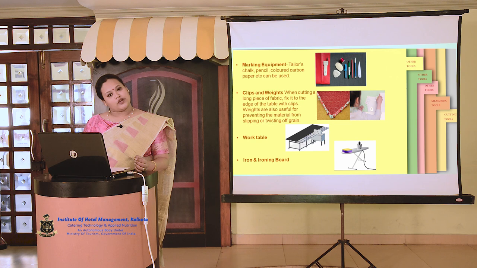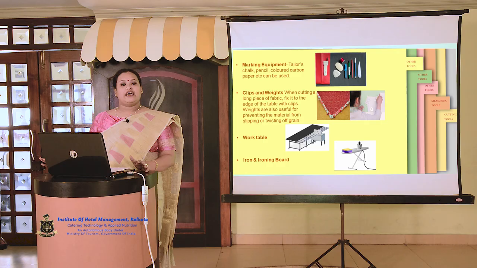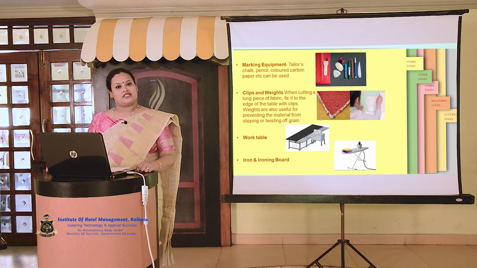Next we have the clips and weights. While you are sewing a fabric, you have to place it evenly and stretch it out and ensure that it doesn't move, otherwise your stitches are going to be uneven. For that, we usually clip the fabric to the work table. If the fabric is small, we usually use fabric weights and place them on the fabric so that it doesn't move around while we are sewing one side of it.